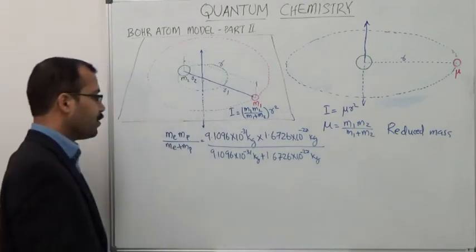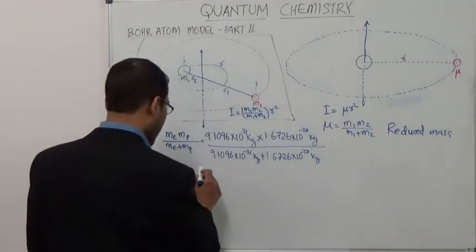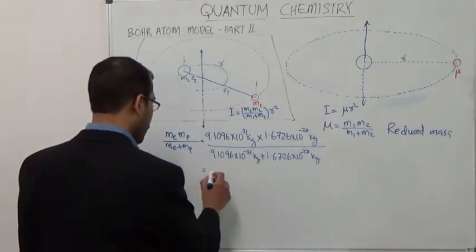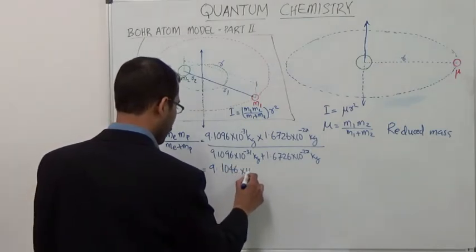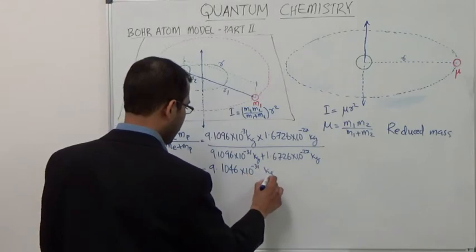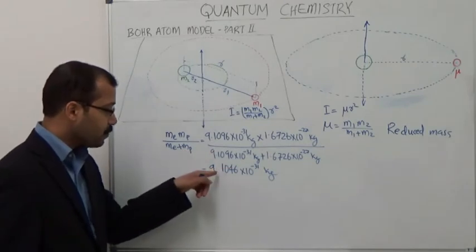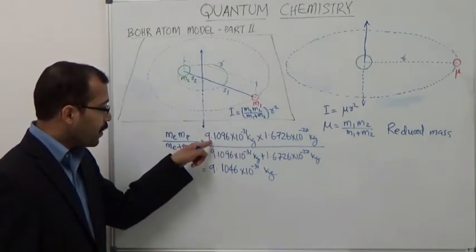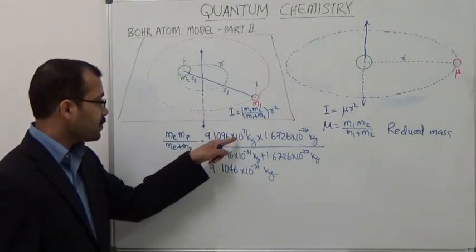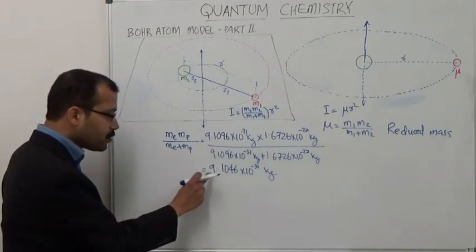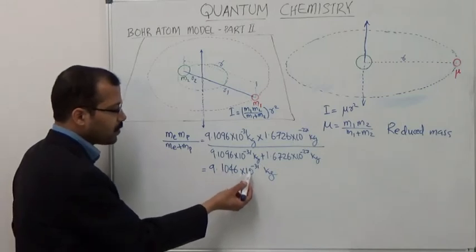This is the reduced mass of the proton-electron system. You can calculate this, and the value of this one is 9.1046 times 10 raised to minus 31 kilogram. This is the reduced mass of the electron-proton system. You can see that the exact mass of the electron is 9.1096 times 10 raised to minus 31 kilogram, but the reduced mass of this system is 9.1046 times 10 raised to minus 31 kilogram.